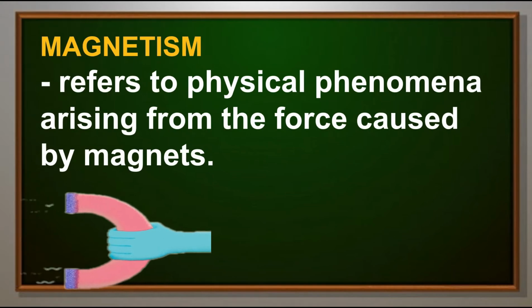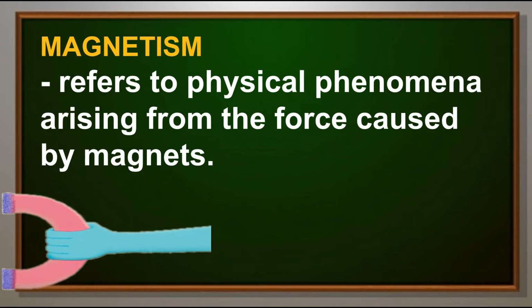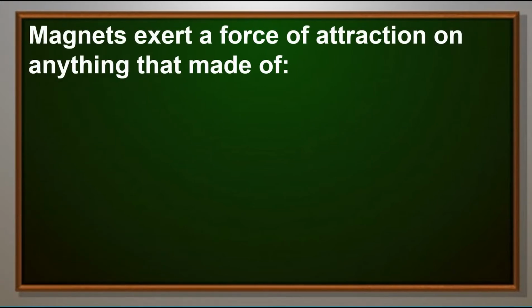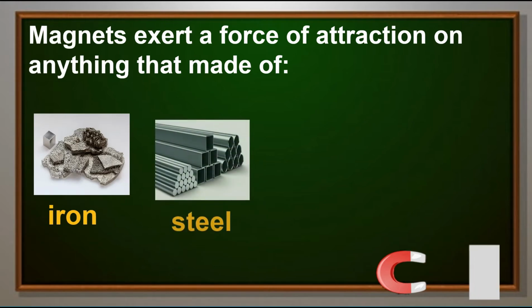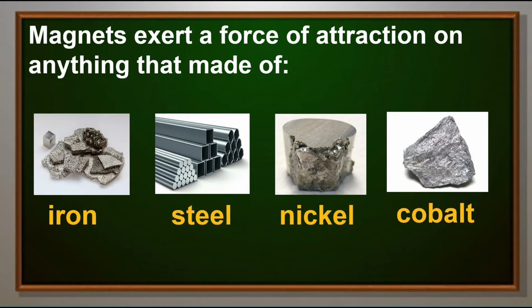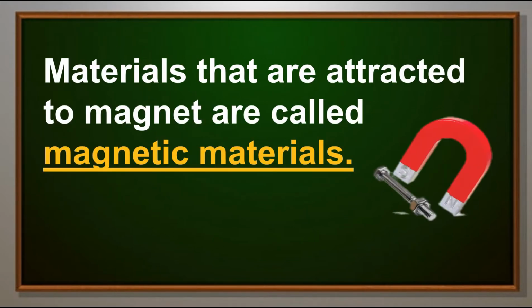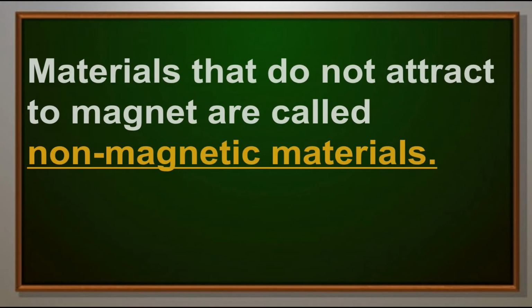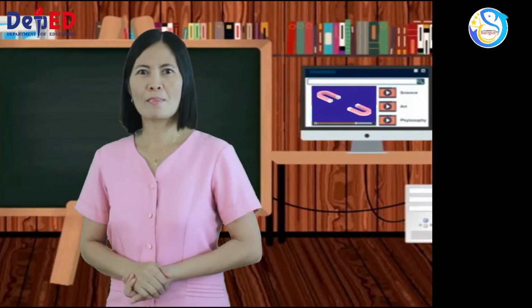Magnetism refers to physical phenomena arising from the force caused by magnets. Magnets exert a force of attraction on anything that's made of iron, steel, nickel, or cobalt. Materials that are attracted to magnets are called magnetic materials. On the other hand, materials that are not attracted to magnets are called non-magnetic materials.